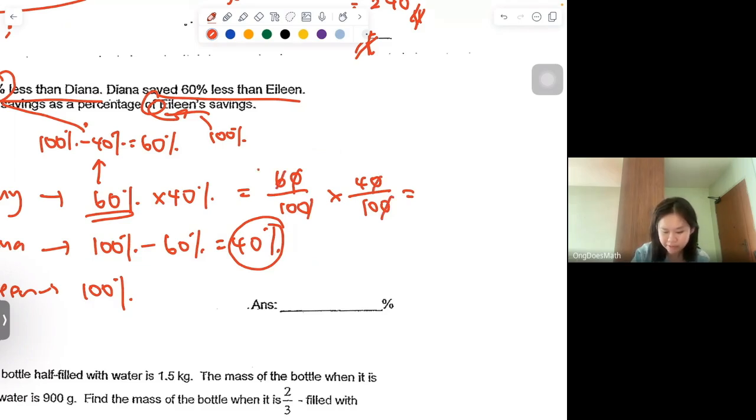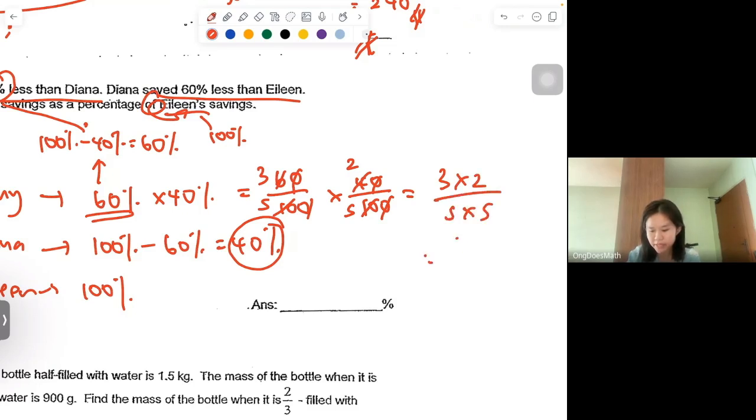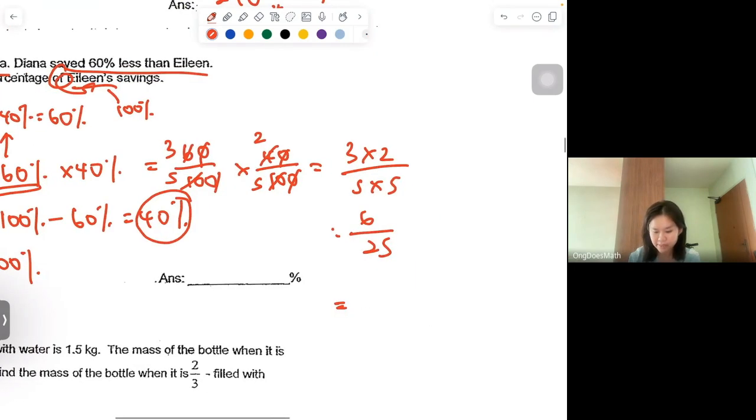6 divided by 2 gives you 3, 10 divided by 2 gives you 5. 4 divided by 2 gives you 2, 10 divided by 2 gives you 5. So now top times top, 3 times 2, bottom times bottom. So you get 6 over 25. Then you just have to express this as a percentage. So you just have to times 100%.